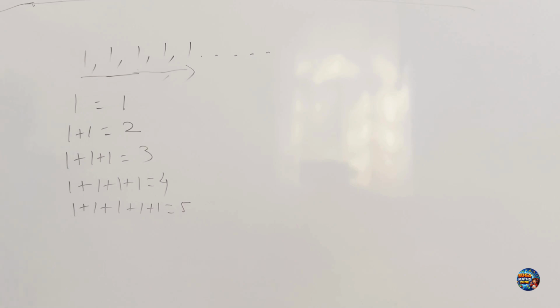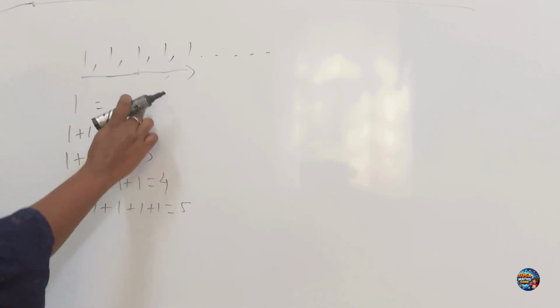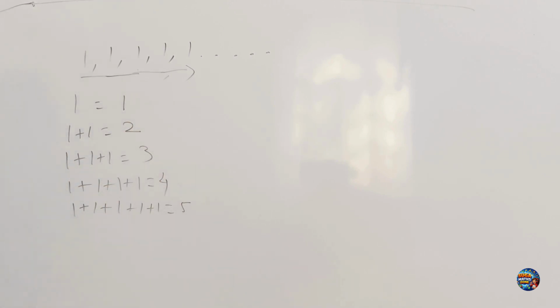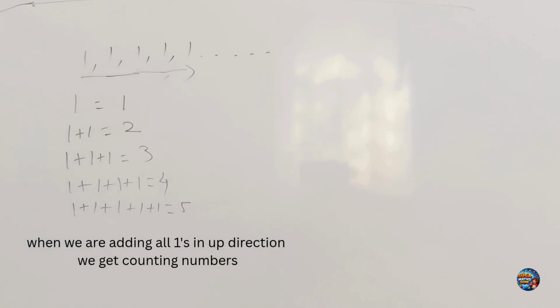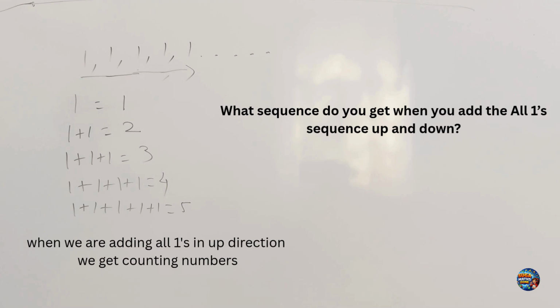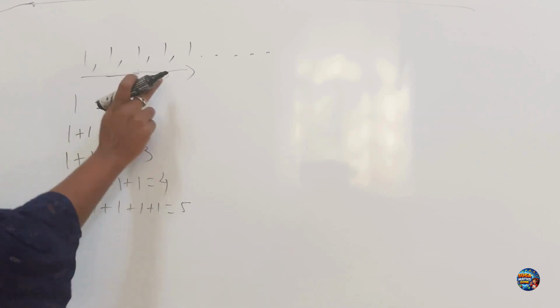When we are adding the all ones in up direction, we get the counting numbers, 1, 2, 3, 4, 5. We get the counting numbers. So we can write that when we are adding the all ones sequence in up direction, we get the counting numbers. So the next part of the question is, what sequence do you get when you add the all ones sequence up and down? The first part of the question was up direction.